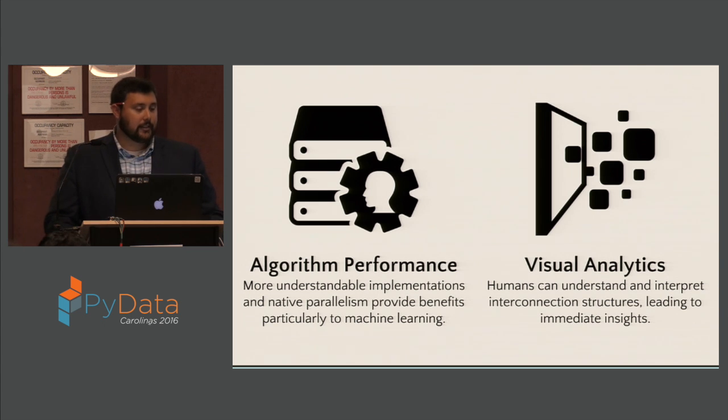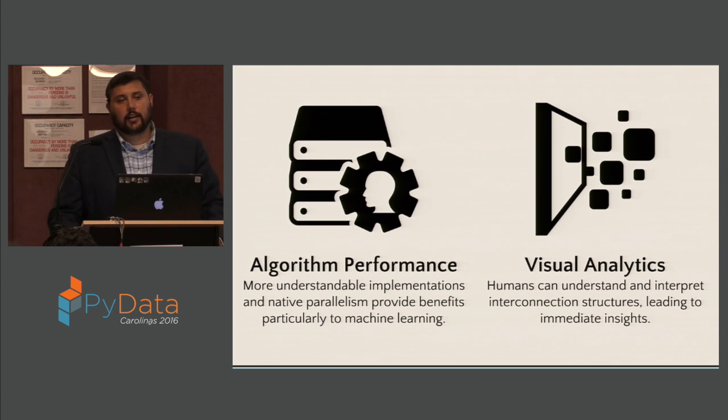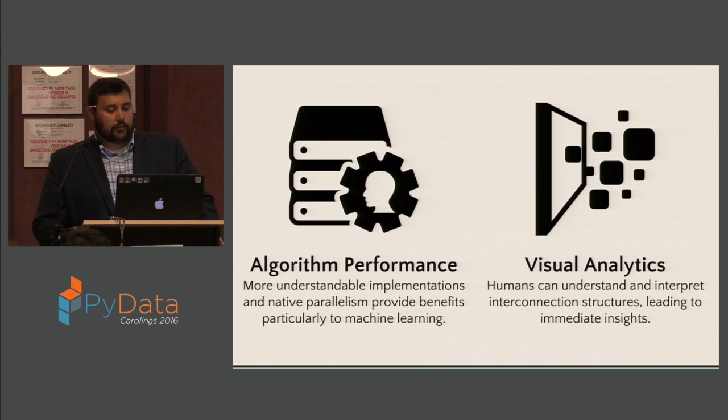So when I think about graphs and when I teach graphs, I usually present two facets. Graphs are good for algorithmic performance, particularly for machine learning. And the reason that they're good for algorithms is because they have very simple or understandable implementations. And when you have something that's very easy to understand, you can optimize it, and you can do more complex things, leveraging that simplicity to great advantage.